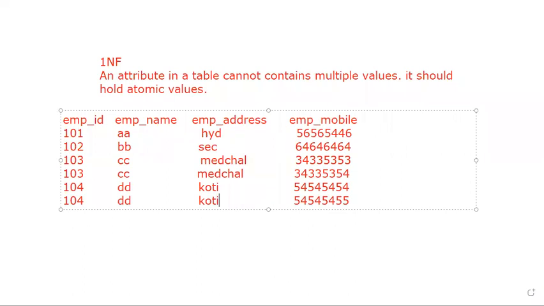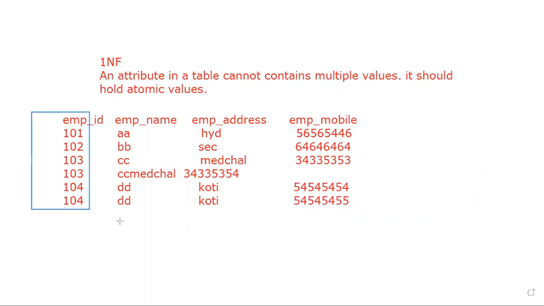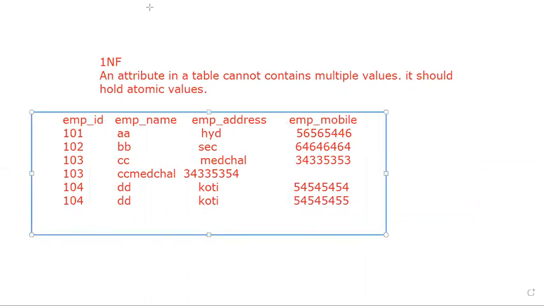So 103 has 2 mobile numbers. I have treated it as 2 records. 104 has 2 mobile numbers, so I have made 2 records. When you see now, every attribute has an atomic value. So no attribute has 2 values here. Now I can say this table is in 1NF, first normal form.